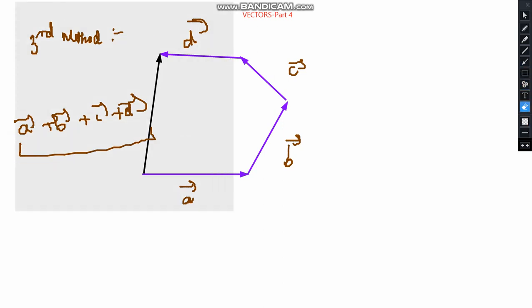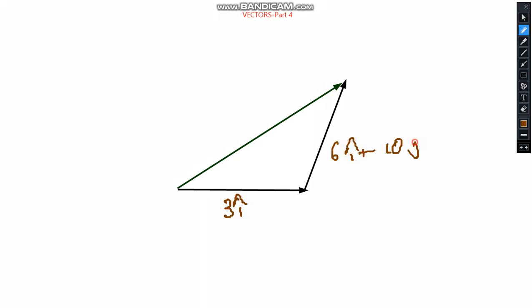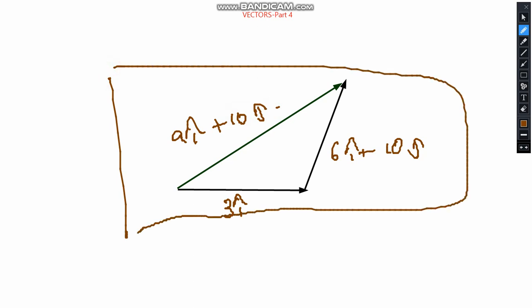Nothing is very complicated. Vector is very easy, as I already said in the first part. You just need to understand it. So let's do a quick sum. There is a vector like this and another vector like this, and you are asked to find the resultant vector. If this is 3 i cap and this is 6 i cap plus 10 j cap, what is the resultant vector? It's basically 9 i cap plus 10 j cap. Very easy, right? Simple addition. Very important, very useful. Please understand all of this.